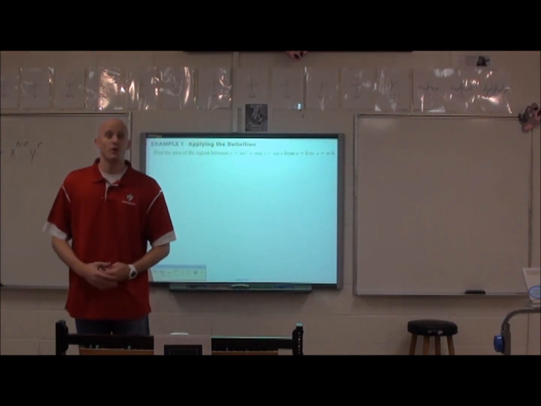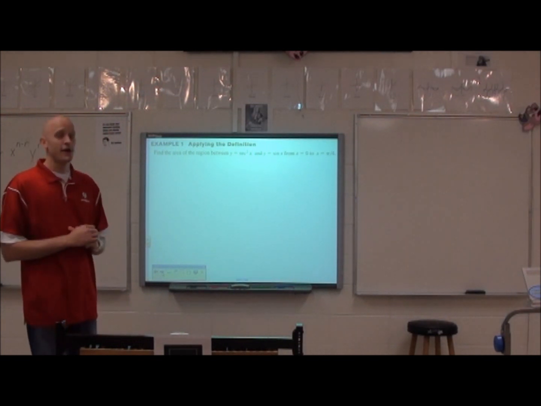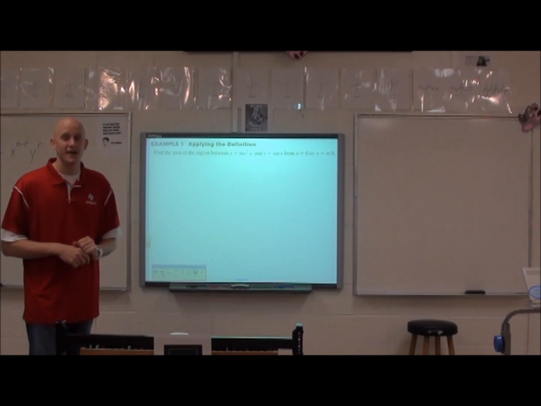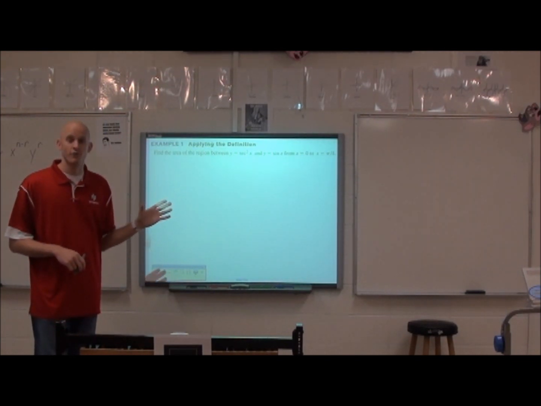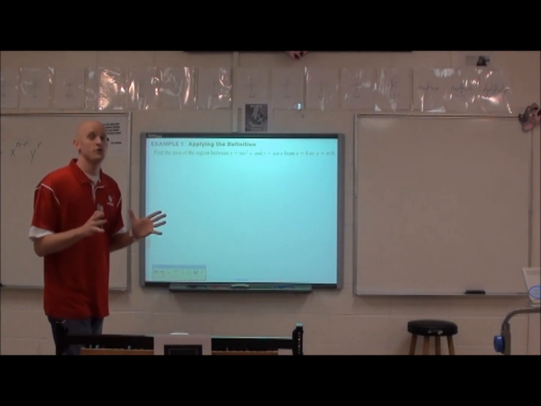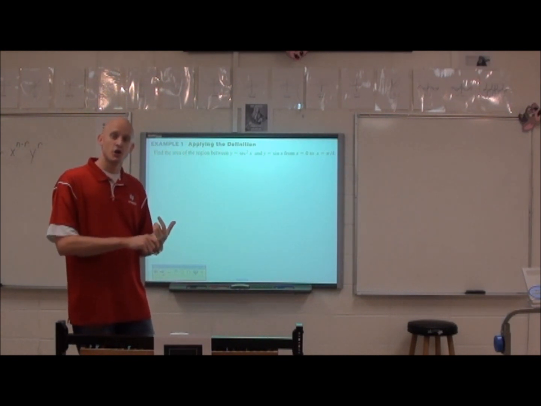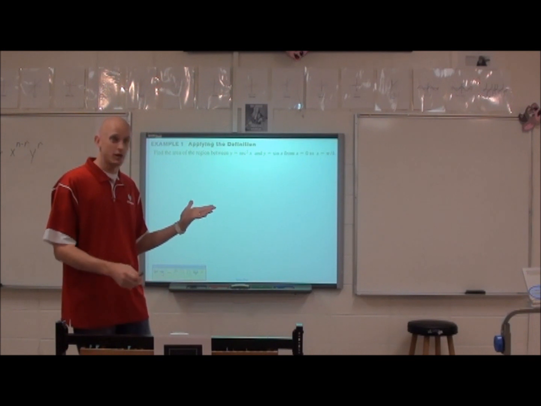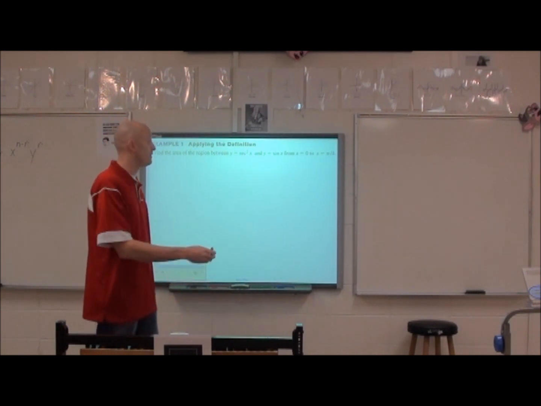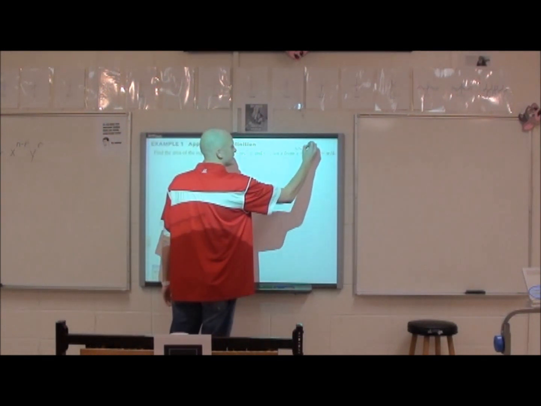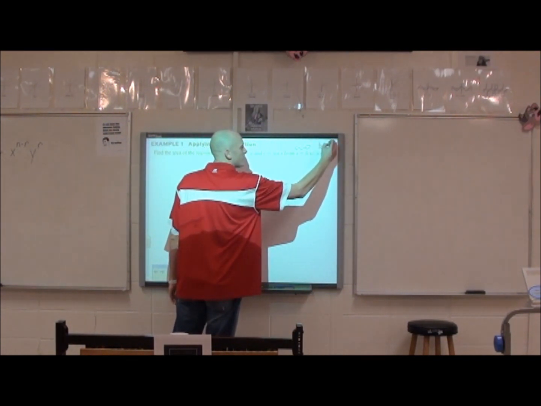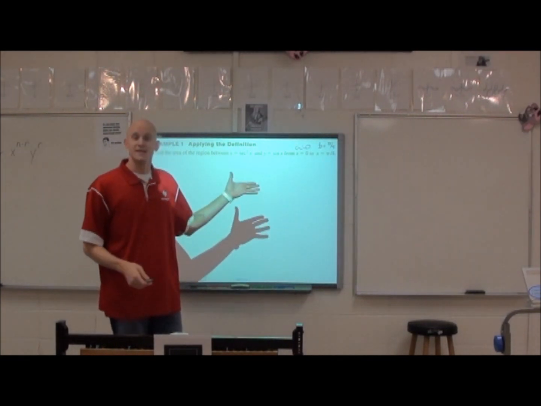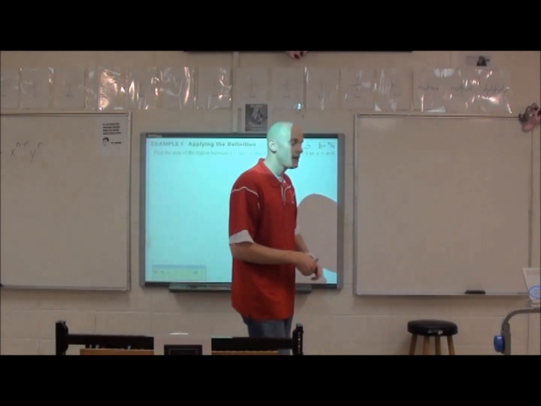Alright, for our example, we have: find the area of the region between secant squared x and sine of x from 0 to pi over 4. Now, before you do anything, you have to make sure one function is greater than or equal to the other function from a to b. Or in this case, a is 0, b is pi over 4. So in order to do so, we can take a look at a graph.